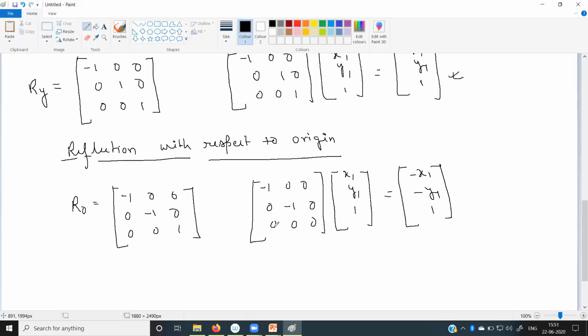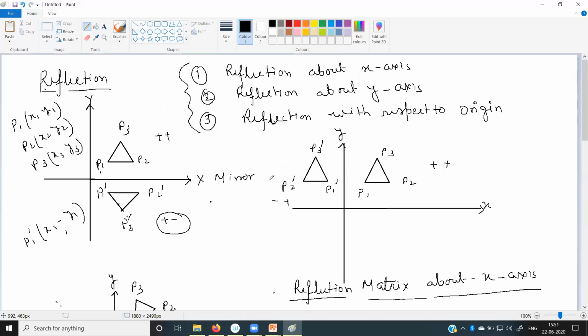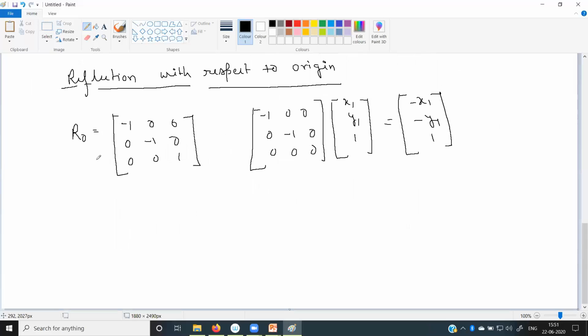Now there is another type of reflection, which is the reflection with respect to a line that is passing through the origin. So those three are the basic reflections. Now there is another category of reflection which is very common. So that is called the reflection with respect to a line that is passing through the origin. Fine. So it is like that.